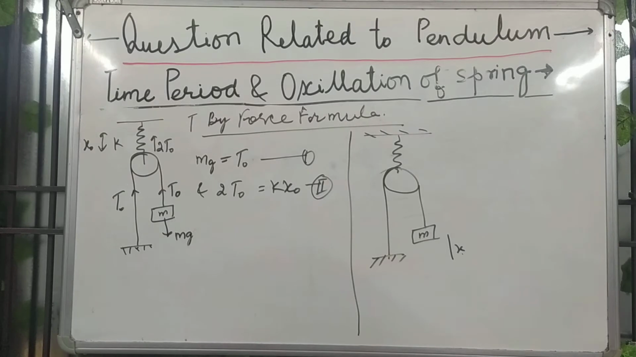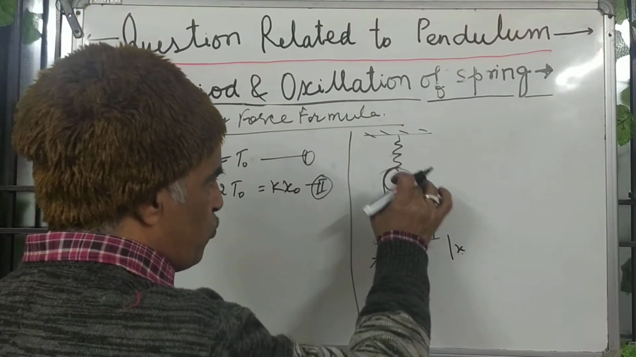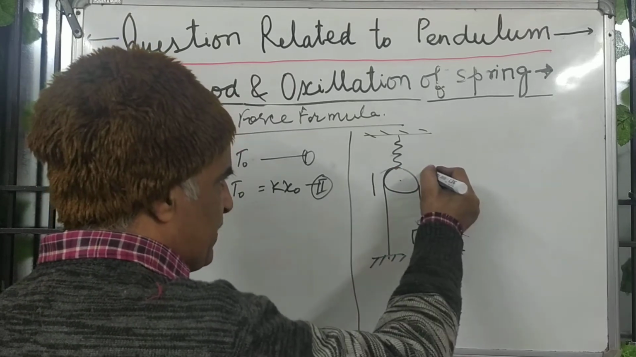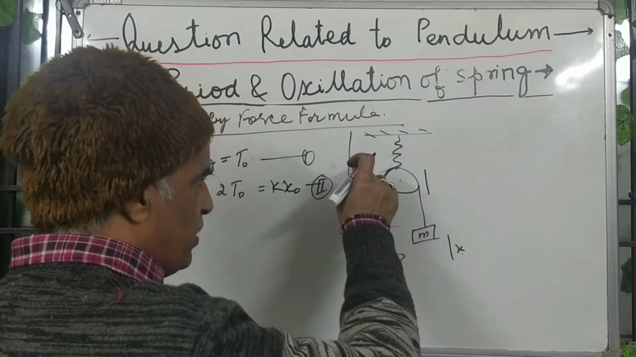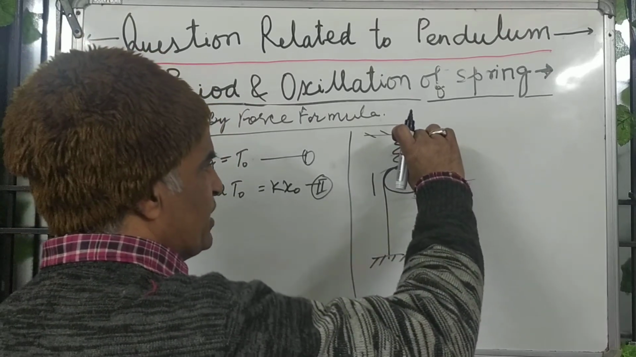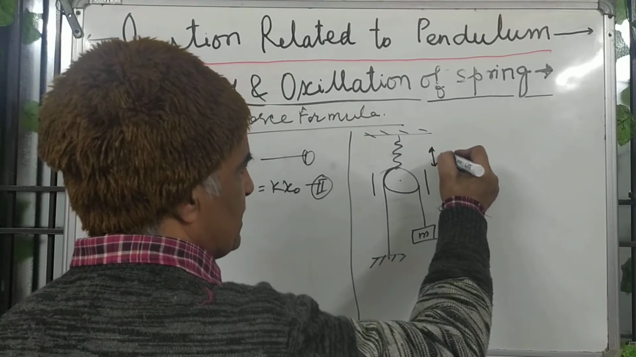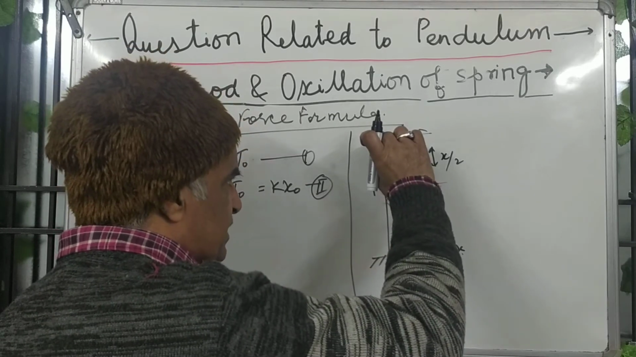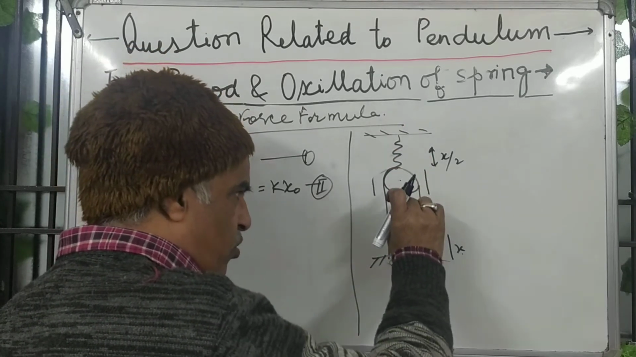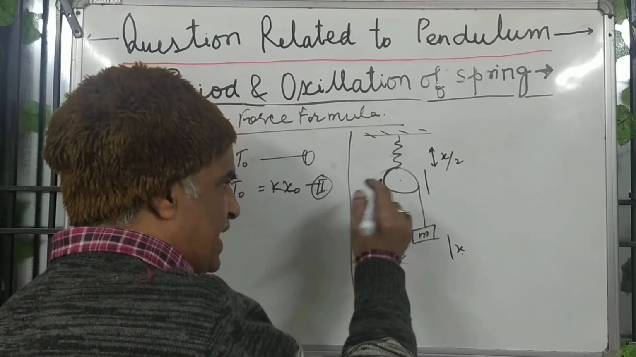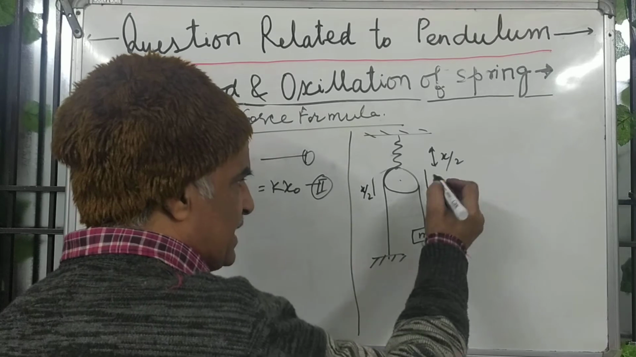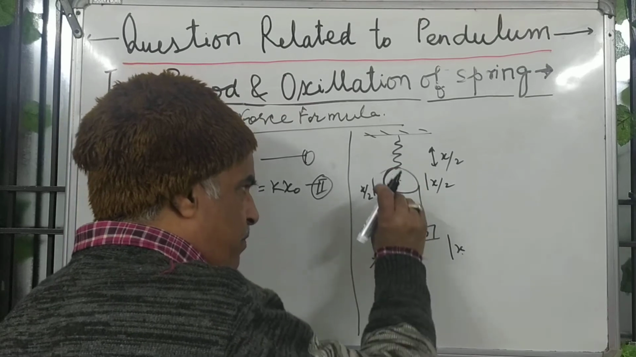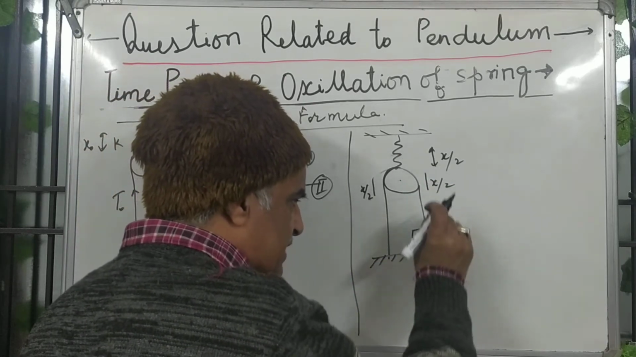And our next case is this: this is a moving pulley, and it comes downwards by x by 2. The extension in this spring is x by 2. So if the spring extension is x by 2, the pulley will come downwards by x by 2, this side wire x by 2 and this side wire x by 2 will be released, and the mass will move and come downwards by distance x.